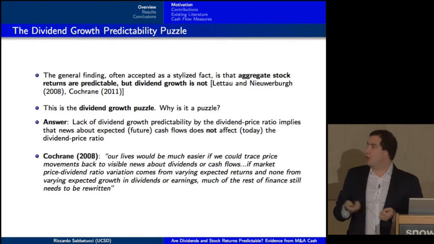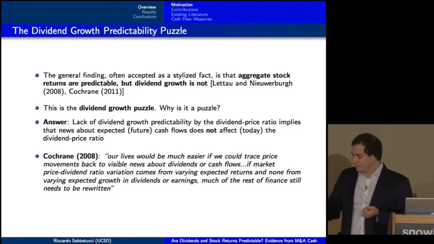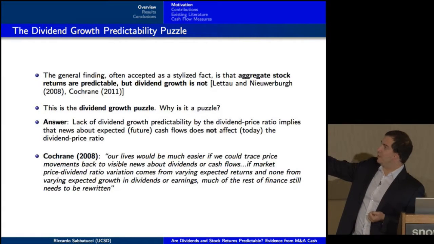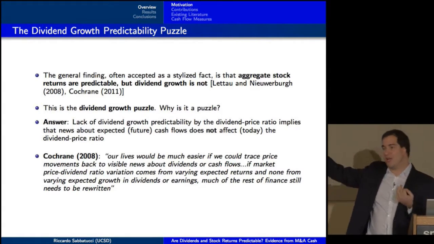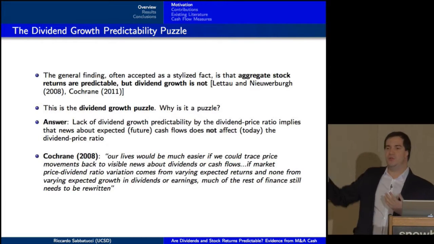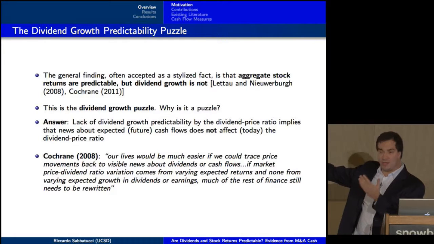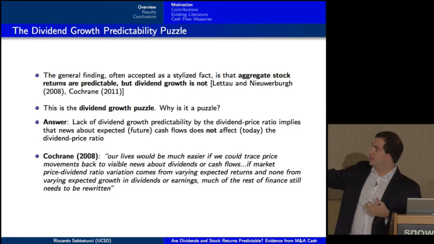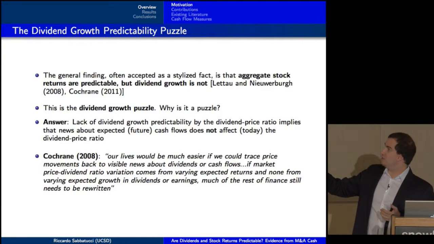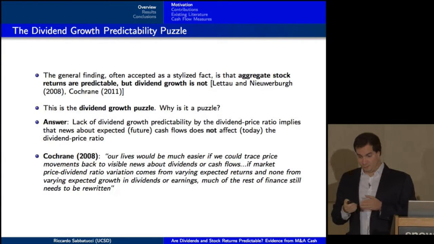Quoting John Cochrane, from his Presidential Address paper: our lives would be much easier if we could trace price movements back to visible news about dividends or cash flows. If market price dividend ratio variation comes only from time-varying expected returns and none from varying expected growth in dividends, much of the rest of finance needs to be rewritten.